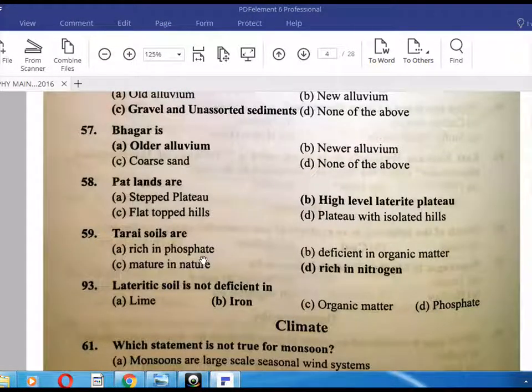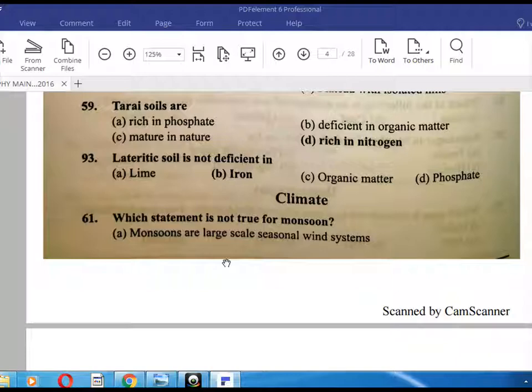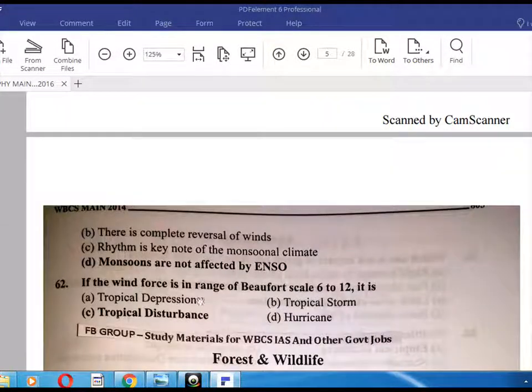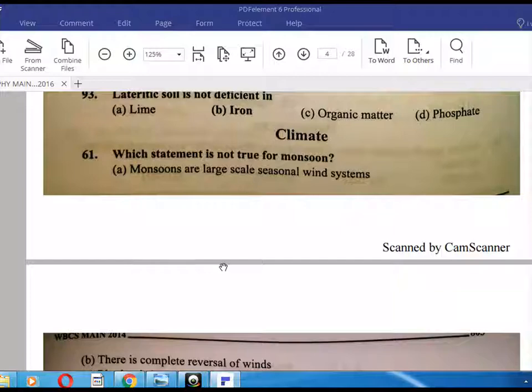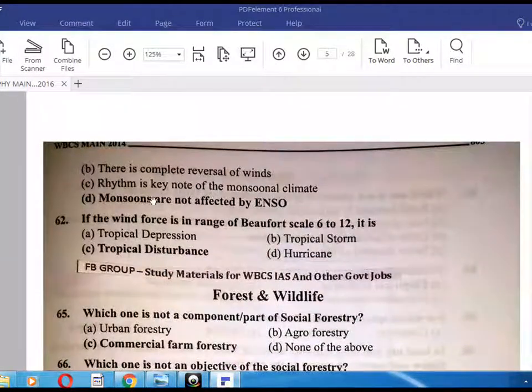Okay, next, Terai soils are rich in nitrogen. Laterite soil is not deficient in iron. Which statement is not true for monsoon? Okay, so monsoon is not affected by ENSO. Here is not true, but it is affected by ENSO. Okay, if the wind force is in the range of Beaufort scale 6 to 12, it is tropical disturbance.